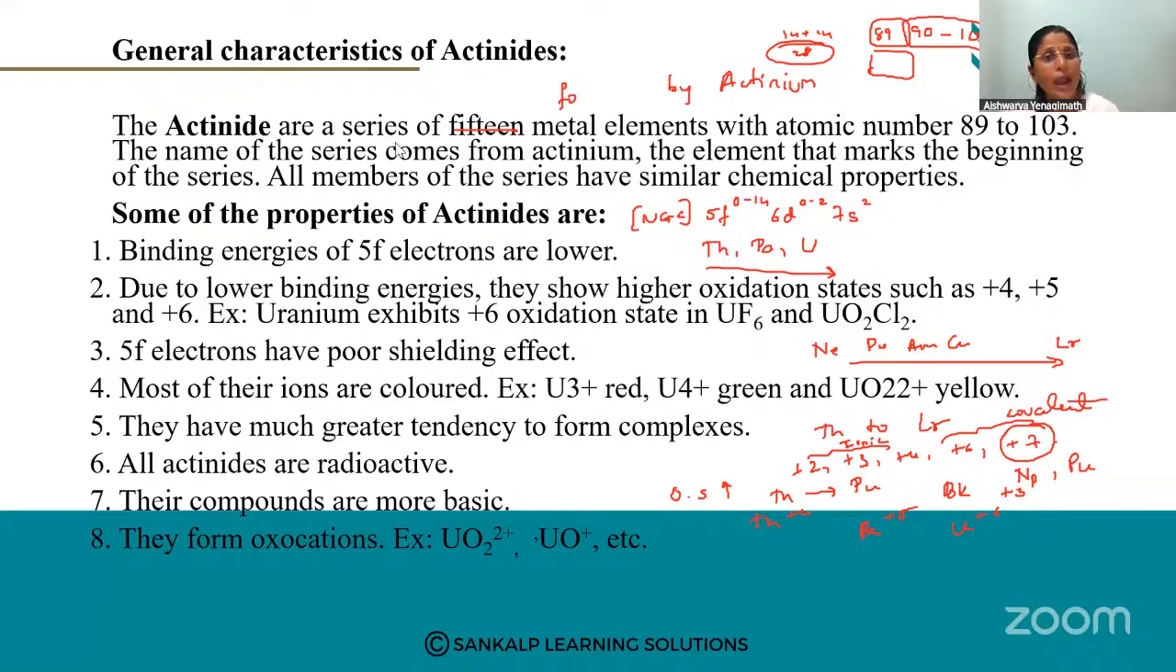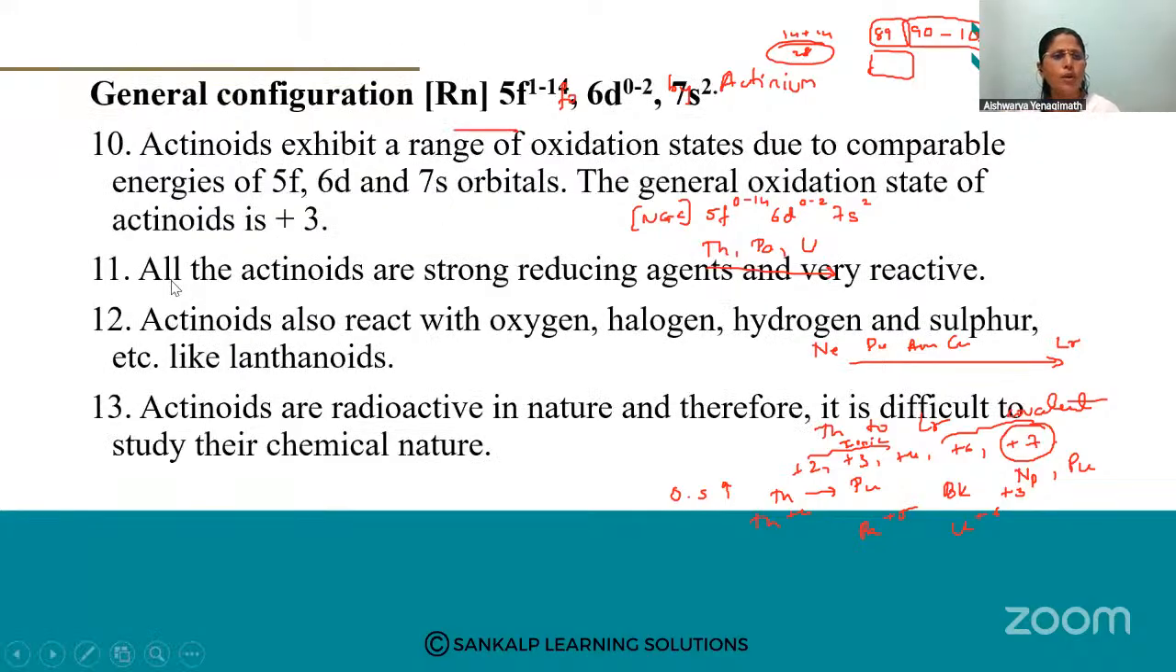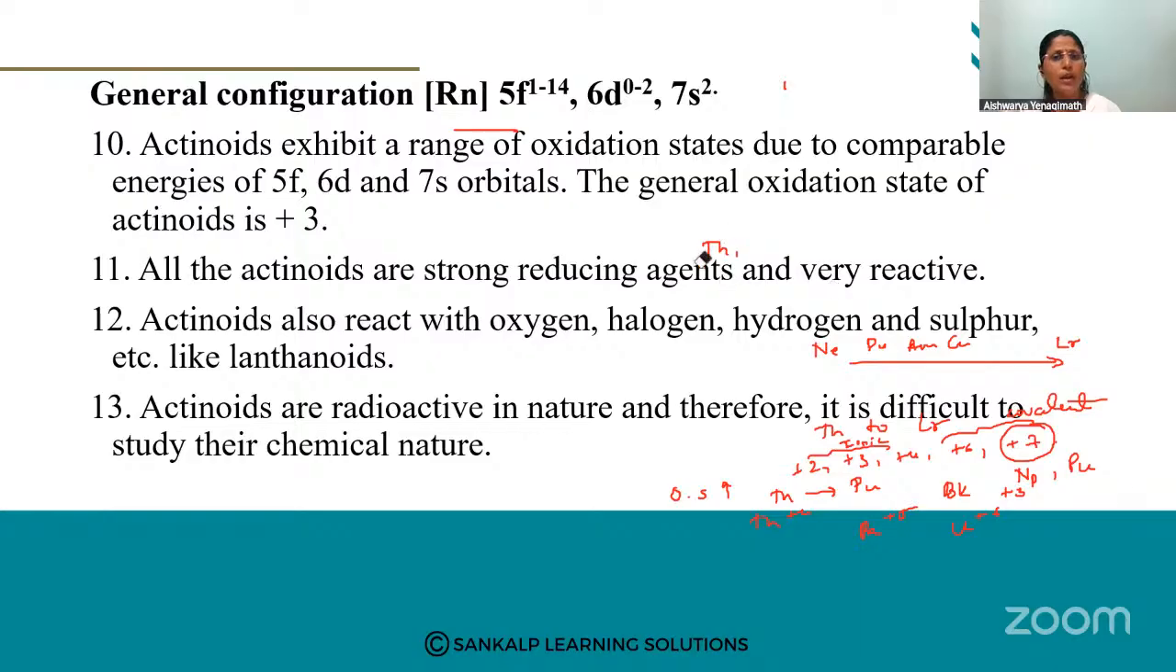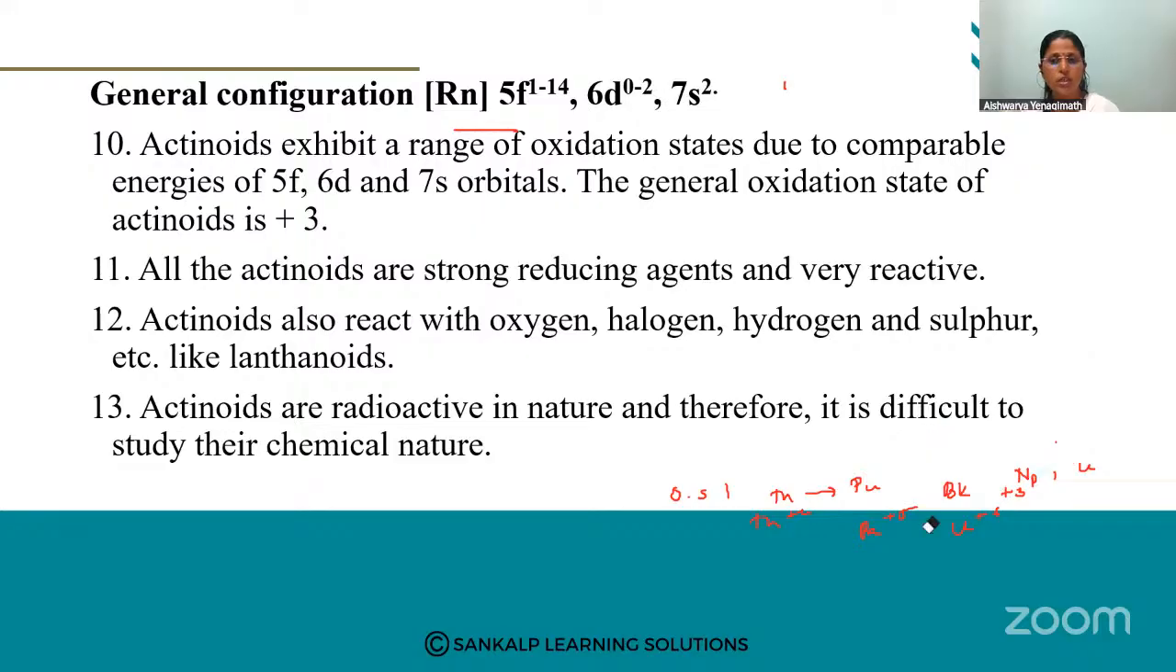So this is about the properties. Actinides exhibit a range of oxidation states due to comparable energies of 5d, 5f, 6d, and 7s orbitals. The general oxidation state shown by actinides is +3. Again, same as lanthanides, actinides also show +3 oxidation state. All the actinides are strong reducing agents and very reactive.